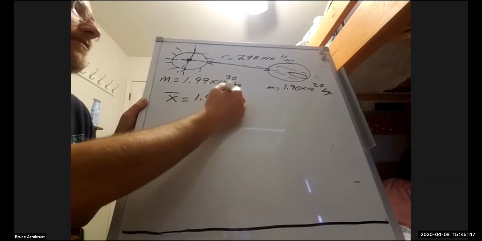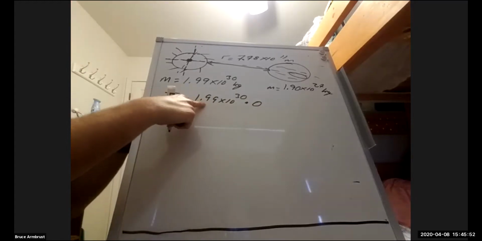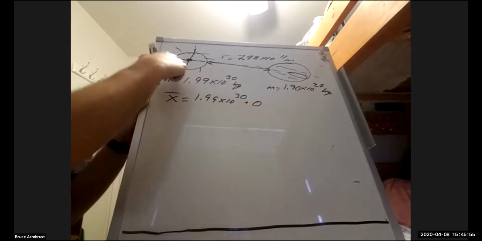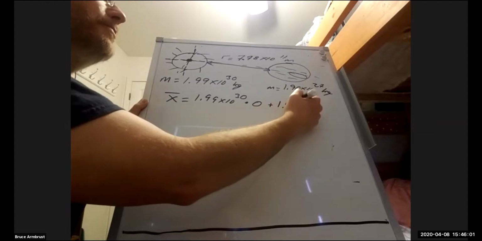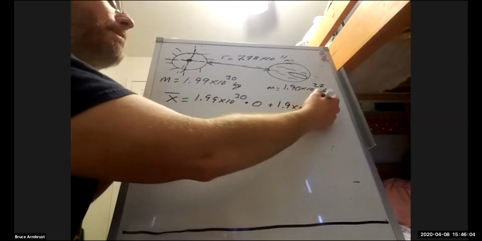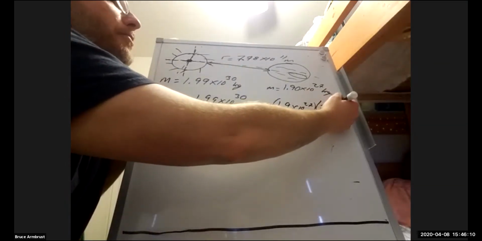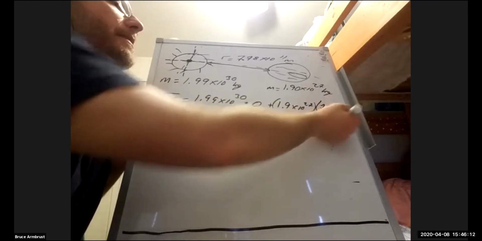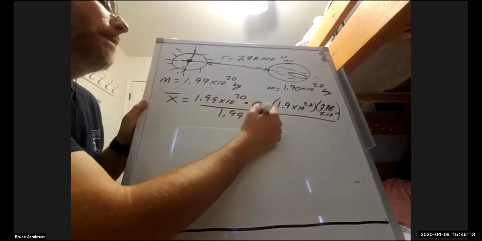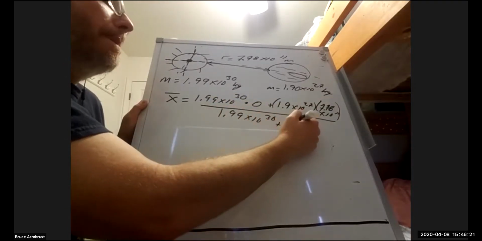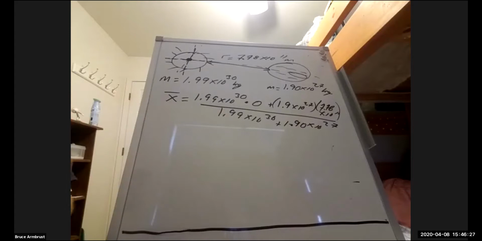So just for the sake of doing it, I'll write it out. We're going to have 1.99 times 10 to the 30th times 0, because that's where the sun is. It's at 0 on our coordinate system. The next one we add is going to be the 1.9 times 10 to the 27, and we need to multiply that by its distance away, which was that 7.78 times 10 to the 11th. And then we divide by the total mass.